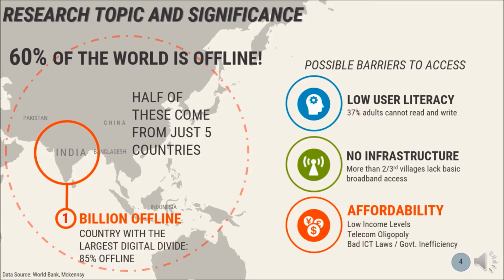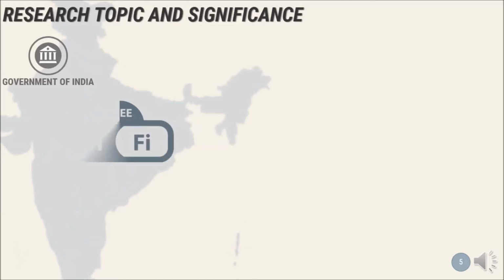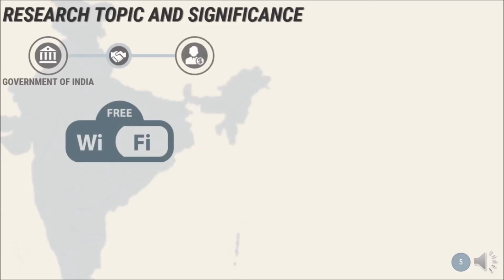In this study, we address the issue of affordability, a key factor that causes a digital divide in India and many developing countries with a similar context. To address the issue of affordability as a barrier to digital divide, the Government of India plans to start 250,000 free Wi-Fi zones at public places for its citizens.